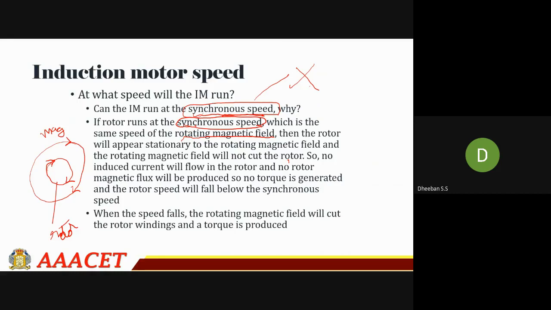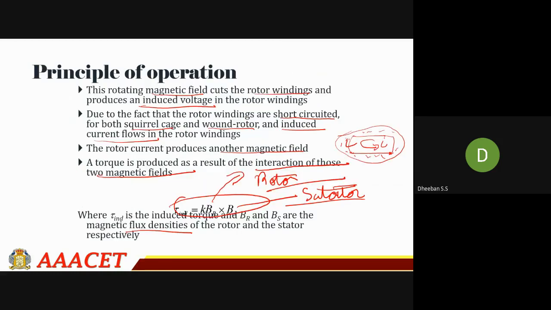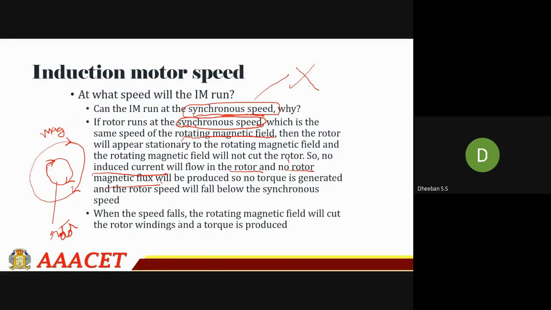So there won't be any electromagnetic induction. No induced current will flow in the rotor and no rotor magnetic flux will be produced. Hence, if there is no rotor magnetic flux, this value becomes zero, so the torque will also become zero. This is how it works. When the speed falls, the rotating magnetic field will cut the rotor winding. So in an induction motor, it is never possible to attain synchronous speed.